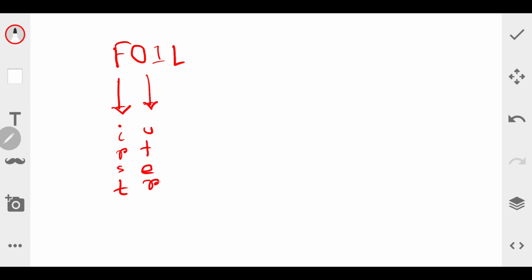Okay, so you may have remembered this. This is called FOIL. The F is first, then the O is the outer, the I is the inner, and the L is the last.